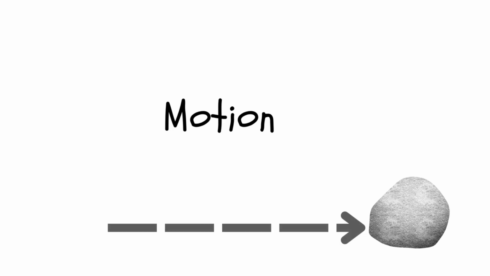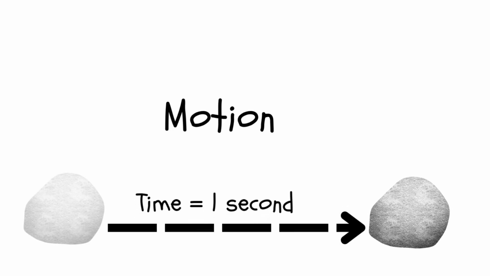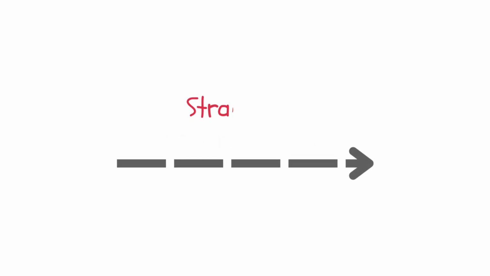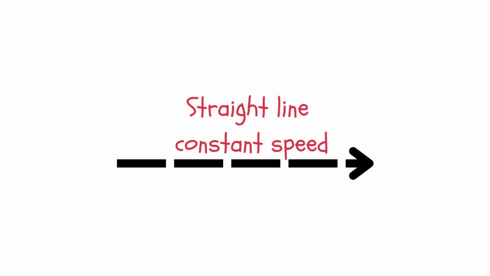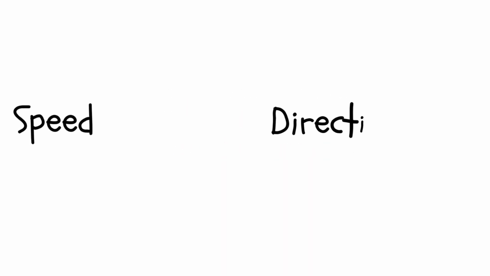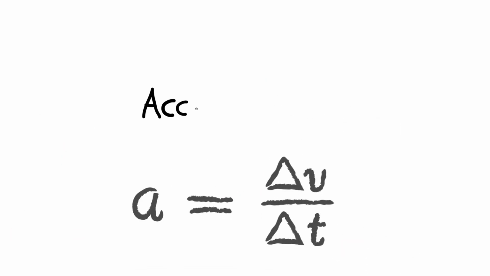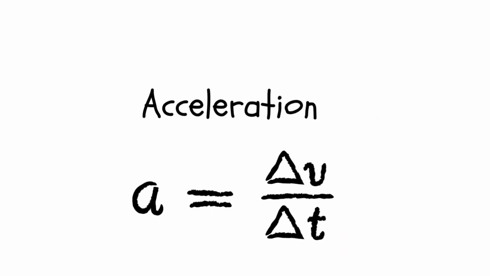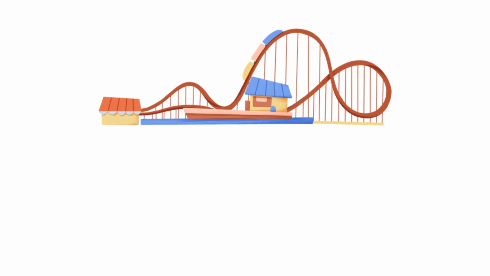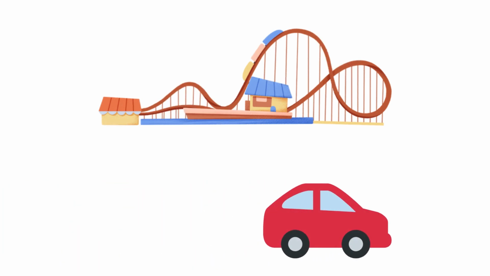Motion simply means a change in position of an object over time. But motion can be described in two different ways. Uniform motion, when an object moves in a straight line at a constant speed. Non-uniform motion, when its speed or direction changes, that's what we call acceleration. Almost everything in daily life shows non-uniform motion, like a roller coaster or a car stopping at a traffic light.